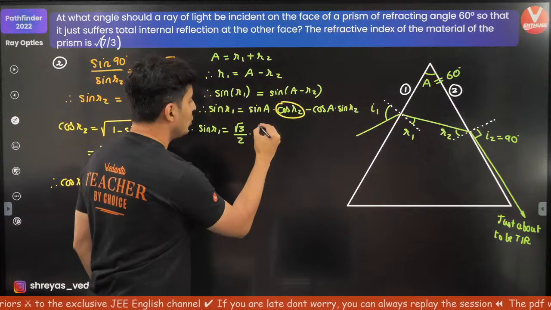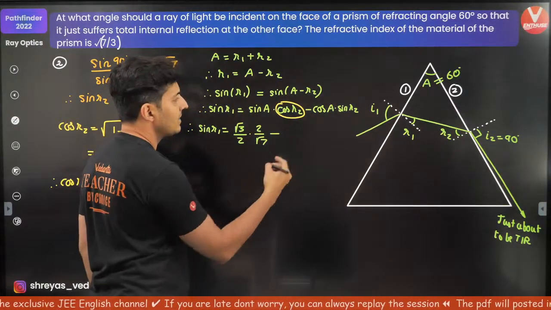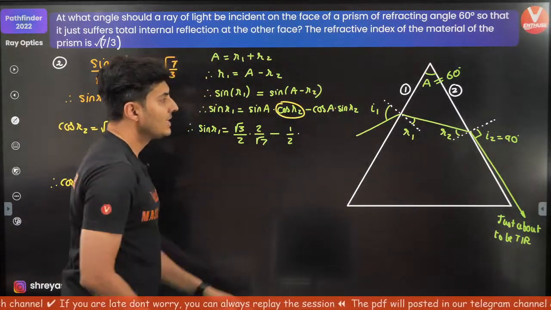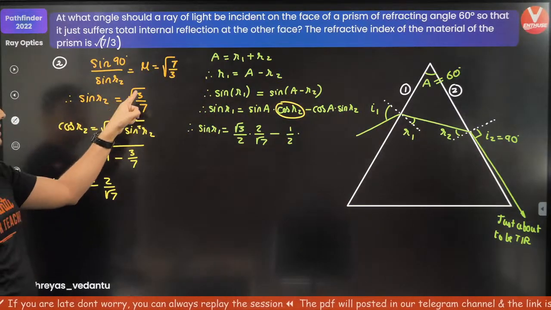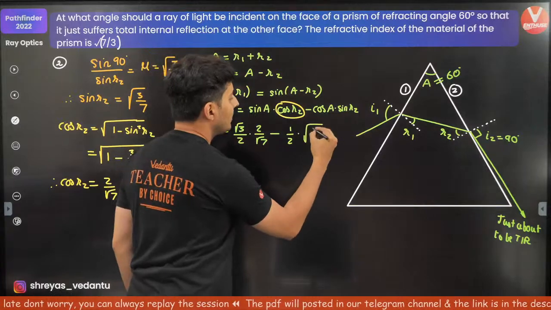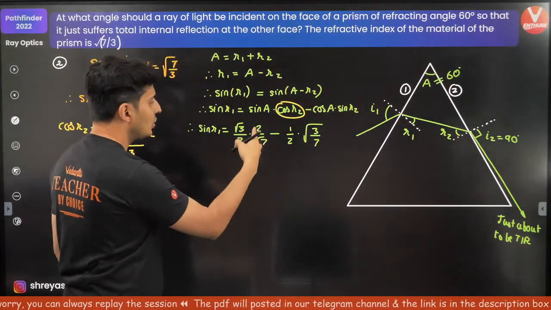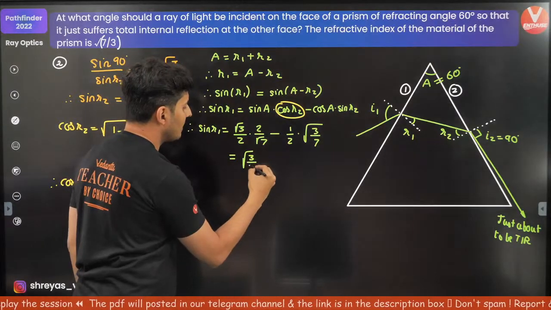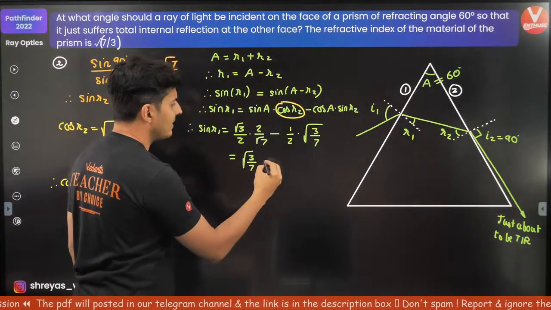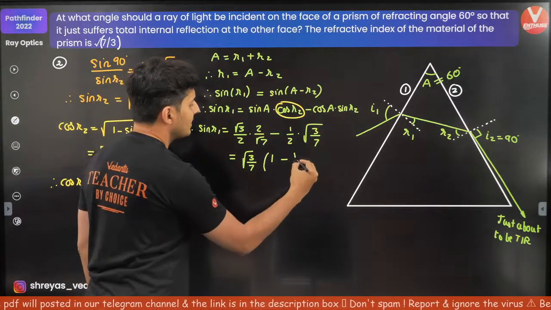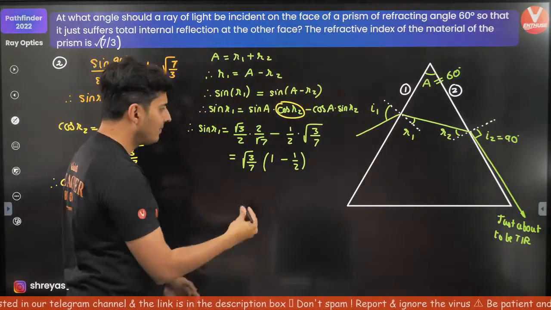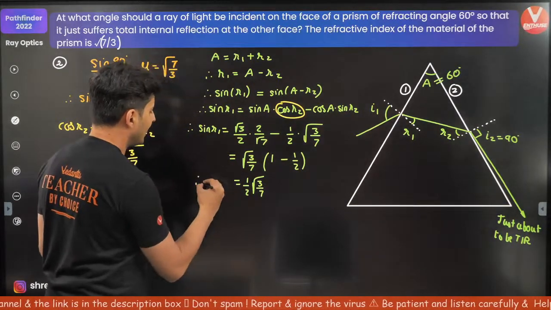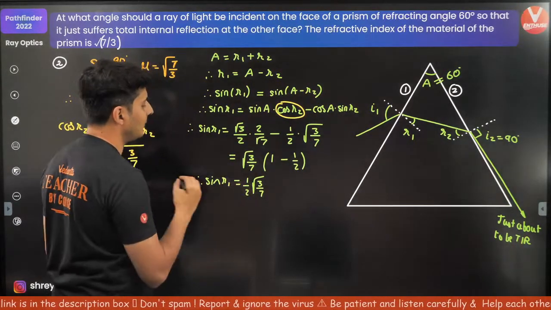So it is 2 by root 7 minus cos A. Cos 60 is nothing but half into sin R2. I know it from here. Sin R2 is root of 3 by 7. Now 2 gets cancelled, correct? So that's all root of 3 by 7 over here. Root of 3 by 7 is also over here. So 1 minus half is half. So this will be nothing but half of root of 3 by 7. So that's your sine of R1.